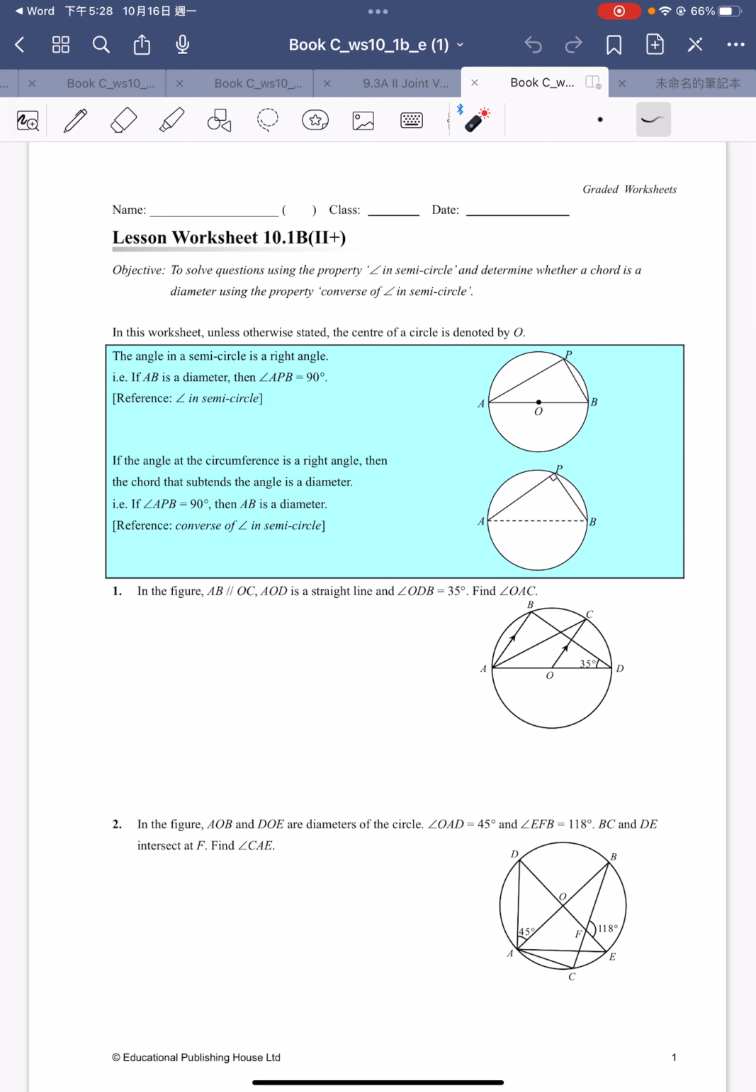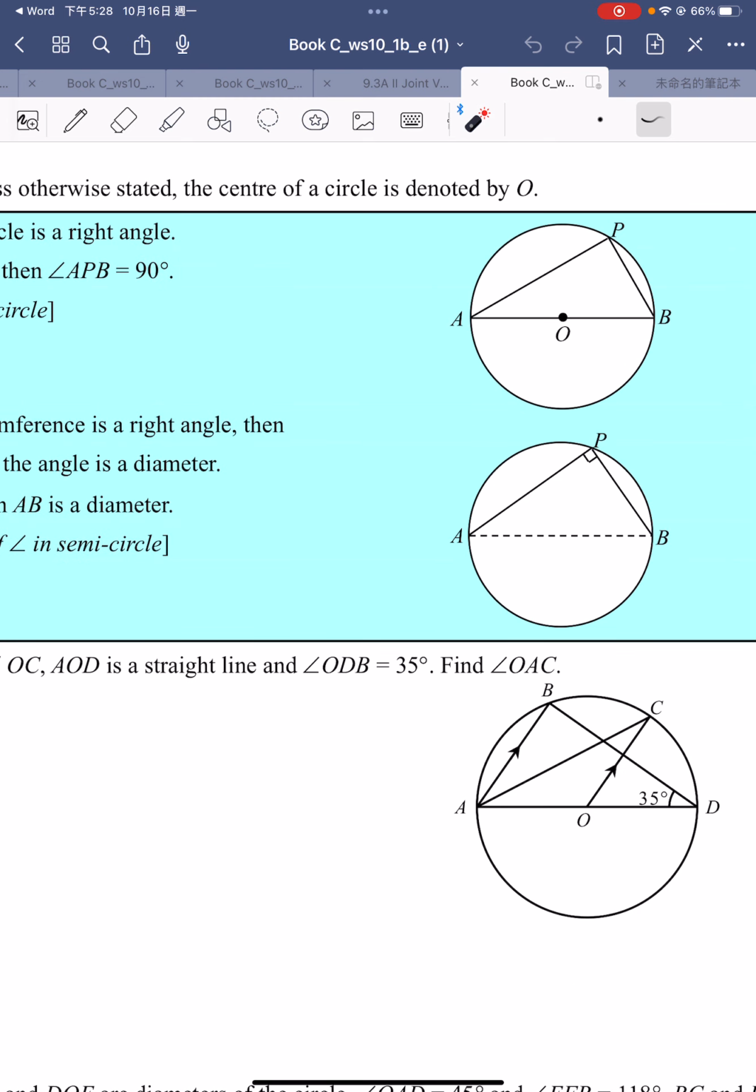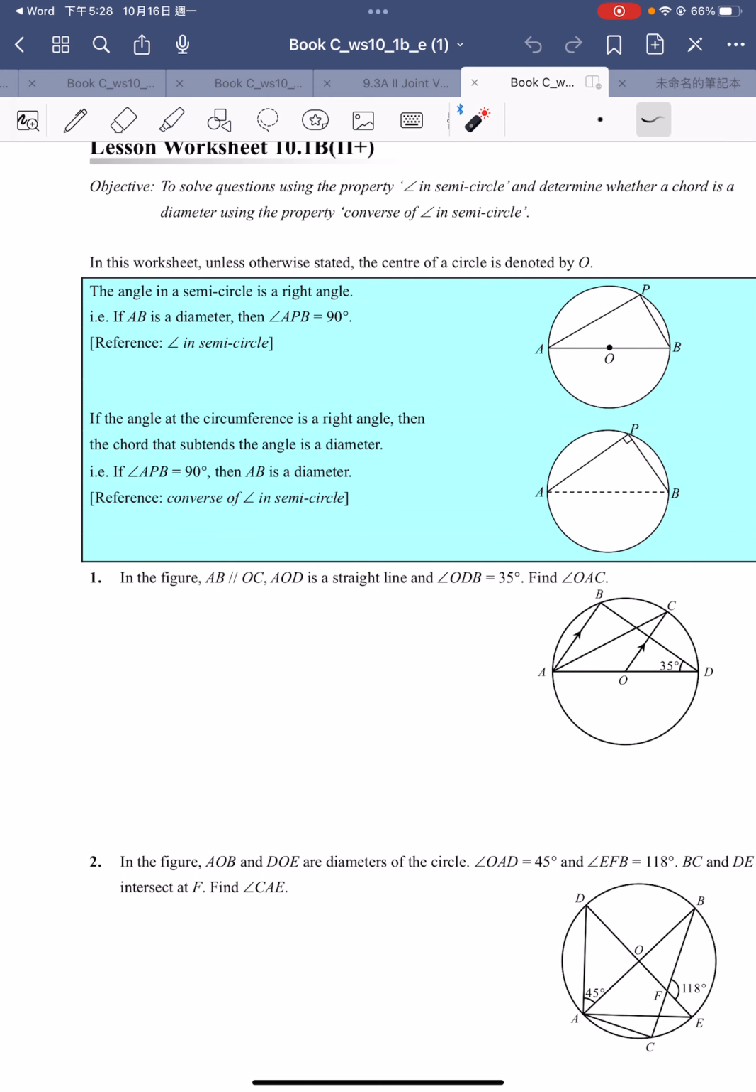So we also have the converse of the angle in a semicircle, which means that if we have an angle of 90 degrees, then we can say that the two points joining it form the diameter. So those are the two theorems we learned in this worksheet. So let's do question 1 together.